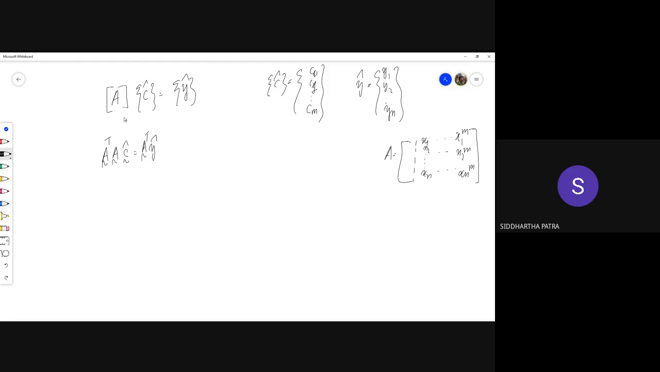Now A was m plus 1 cross 1. This one is n cross 1, and this one is n cross m plus 1. Now A transpose has a size of m plus 1 cross n. So A transpose A has a size of m plus 1 cross m plus 1. This one has a size of n plus 1 cross 1, and this product has a size of m plus 1 cross 1.